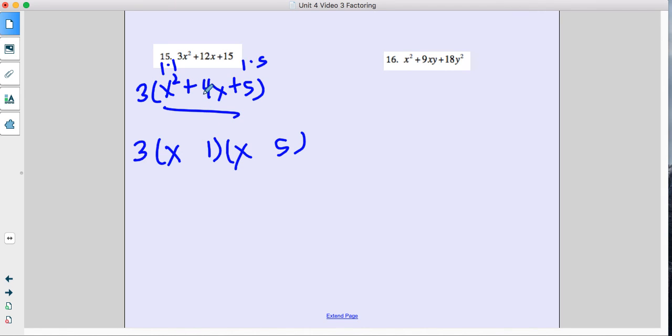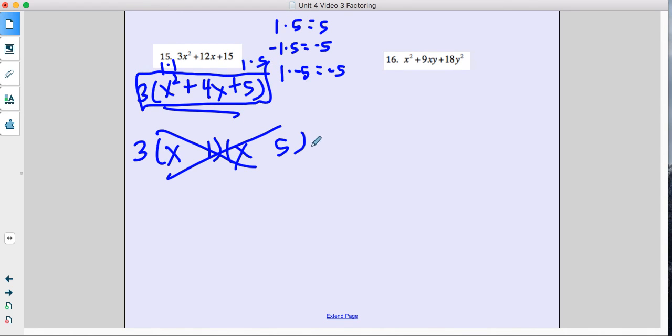All right, can I get to a positive 4? If this is negative, I would have a negative times a positive, which would give me a negative here. So is there any way to get to a positive 4 and multiply to a positive 5? Let's think about it. 1 times 5 will give us 5, but that adds to 6. If I do negative 1 times 5, that gives me negative 5, but that would add to 4, so that doesn't work for both. And if I did 1 times negative 5, it still multiplies to negative 5, so it doesn't work, and that would add to negative 4. So can this one be factored further? No. That's it. So not every quadratic can be factored all the way down. This might be as far as it can go.